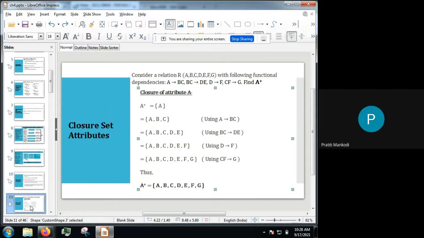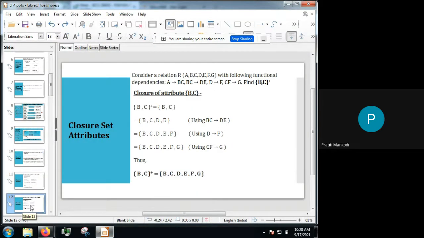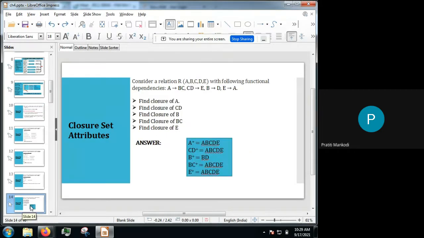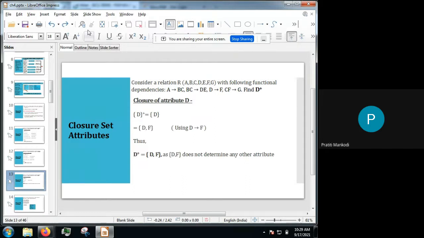Let us proceed. So again the same example, BC plus: B, C, D, E, F, G. We did this. D plus, D giving F. So DF will be the closure.